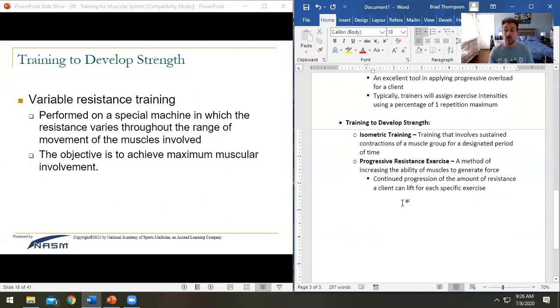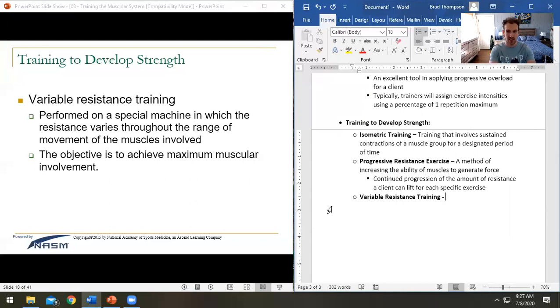Now, there is also variable resistance training. This is not going to be super common for most of us, but it's kind of a unique one. It's actually using a special machine that varies the amount of resistance through a specific range of motion. And so the idea there is that it's helping you achieve maximal tension in a specific spot.